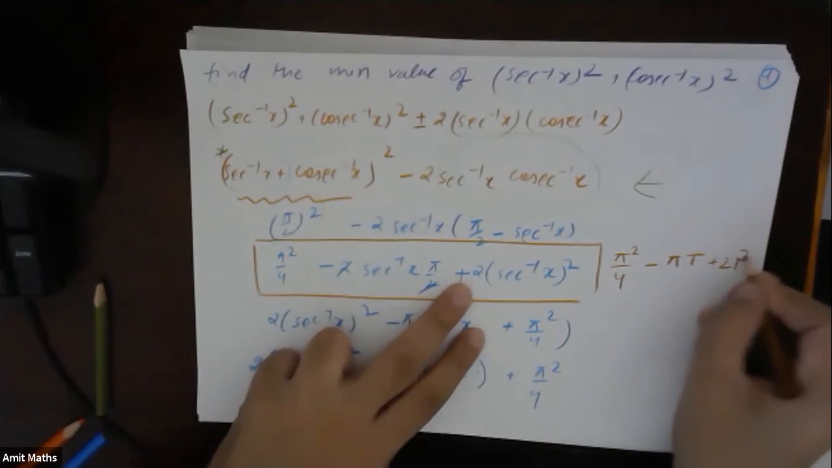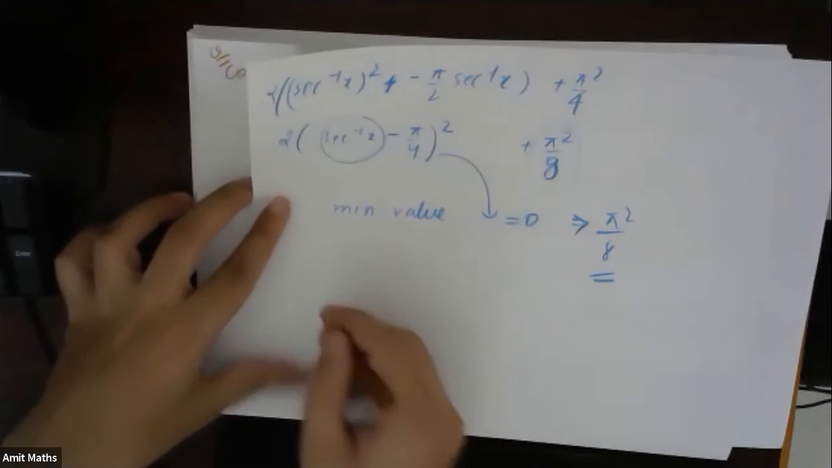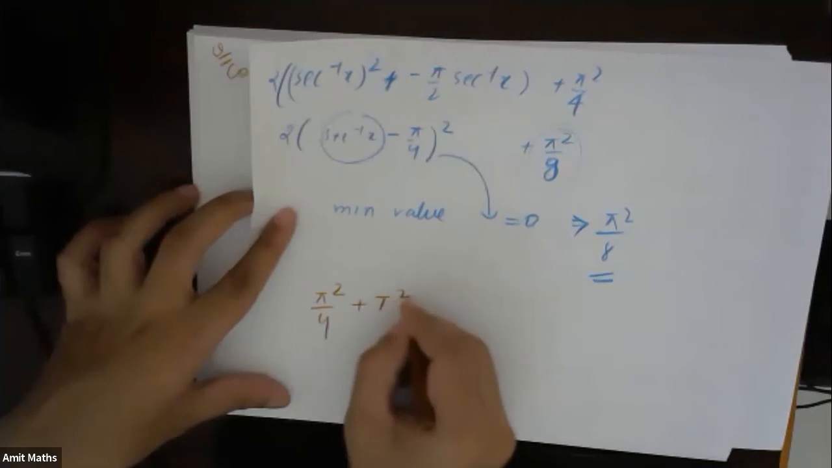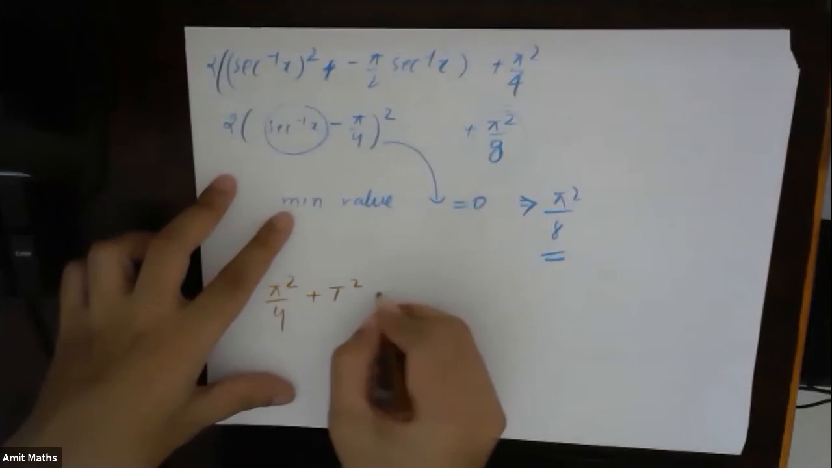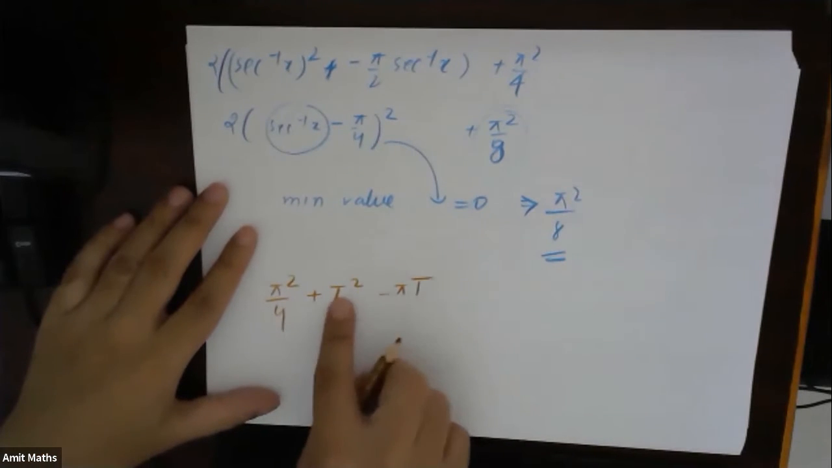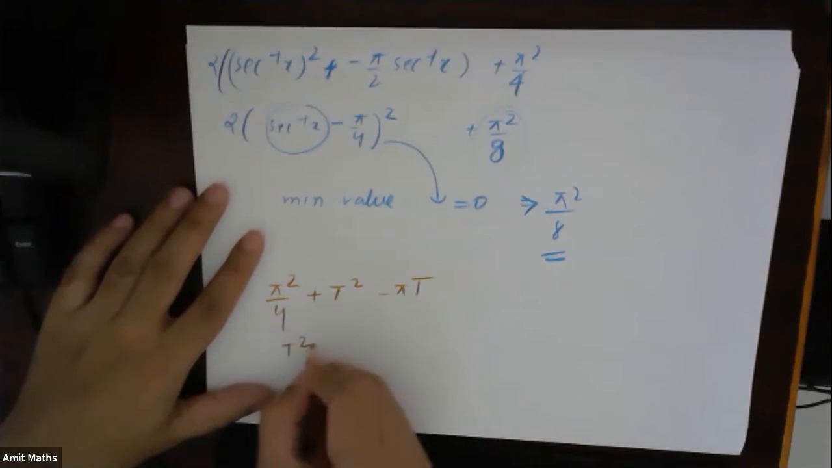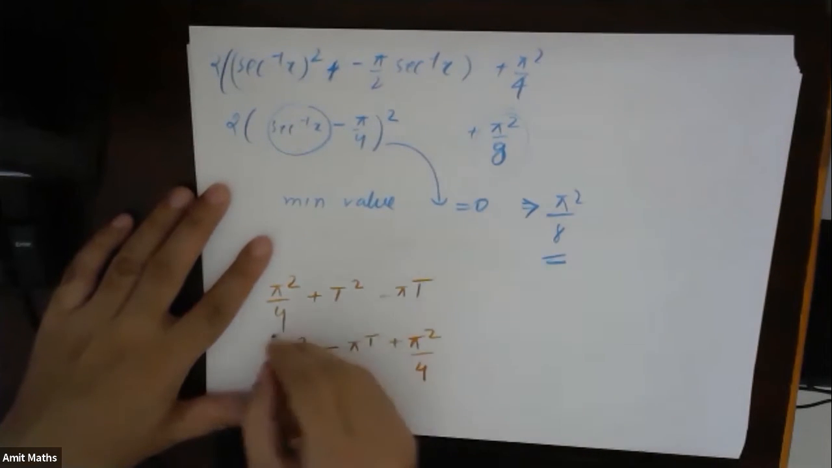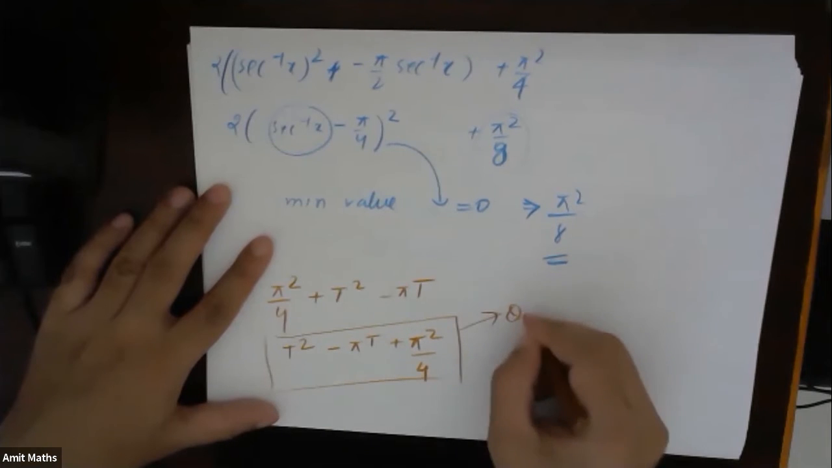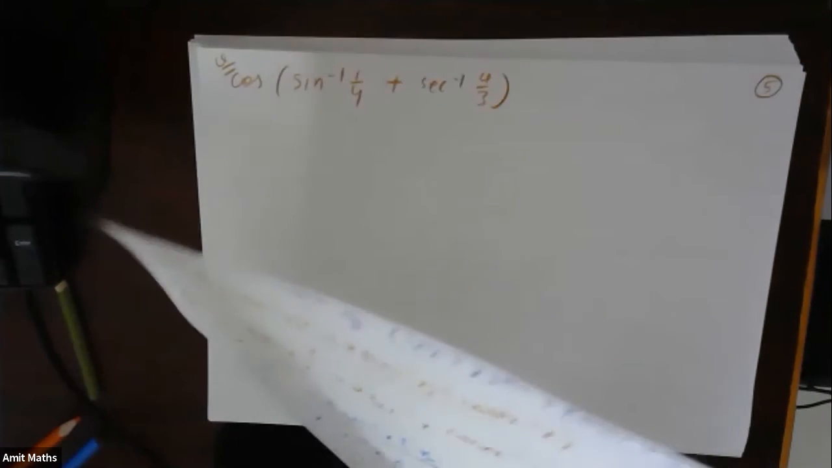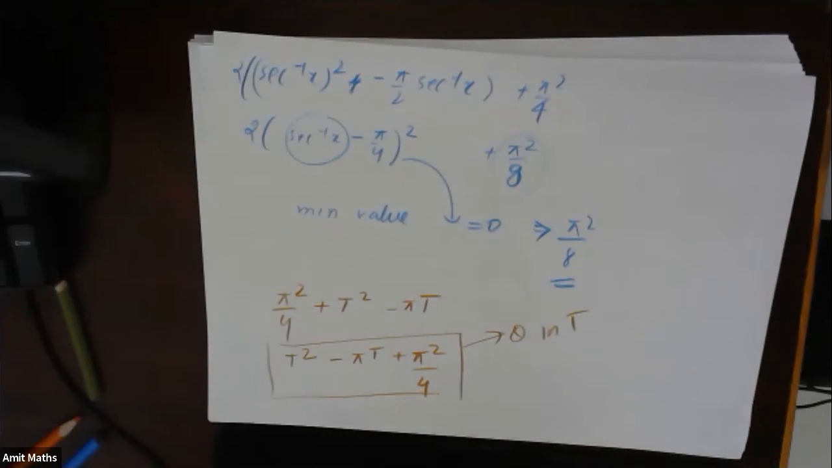plus 2t square. So we will have pi square by 4 plus t square minus pi t. Now this is a quadratic in t. So t square minus pi t plus pi square by 4. This is a quadratic in t, no doubt. This is a quadratic in t. There is no doubt about it. This is a quadratic in sec inverse of x, right? But one thing, oh sorry, 2t square.